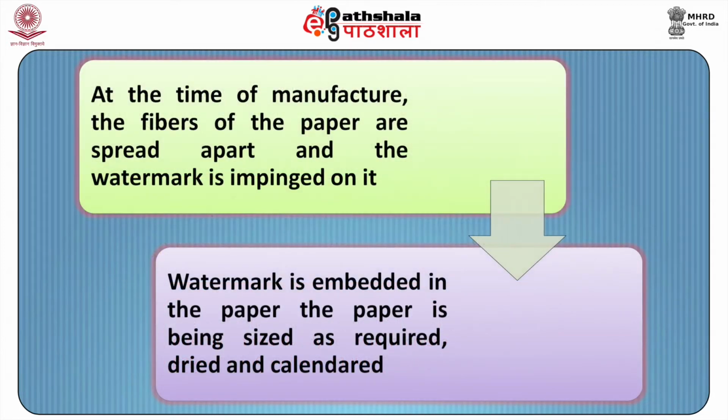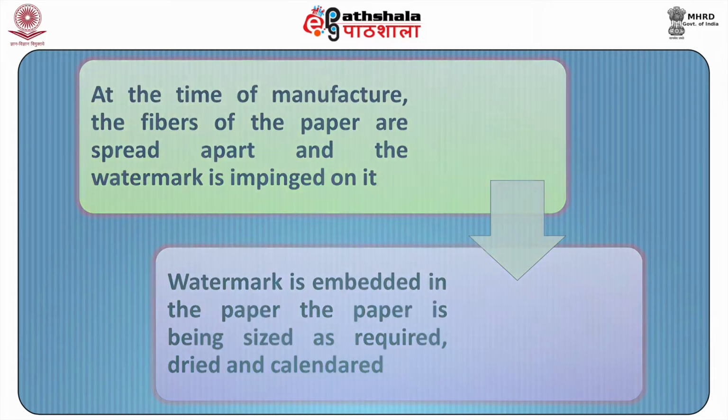At the time of manufacture, the fibers of the paper are spread apart and the watermark is impinged in it. Due to this spreading of the paper fibers apart, the paper becomes thin. Next, once the watermark is embedded, the paper is sized as required, dried, and calendared. After following all these steps, the watermark becomes permanent in the paper.